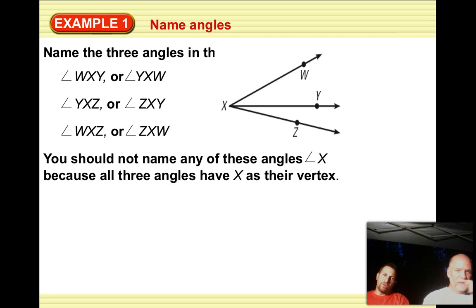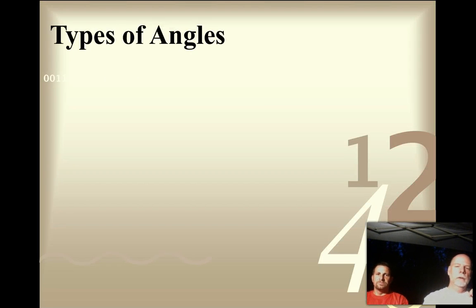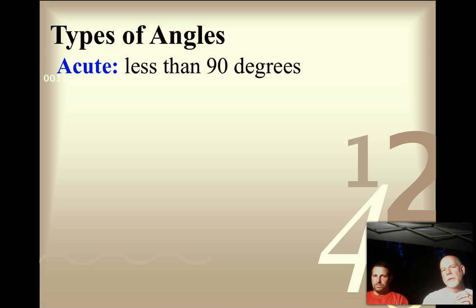And then you should not name any of these angles X, because all 3 angles have X as their vertex. And so we kind of cover that, but that's just another glimpse of the same idea. You wouldn't know which one you're talking about if you don't have the other points in there. I don't know when we first cover this, 4th grade?